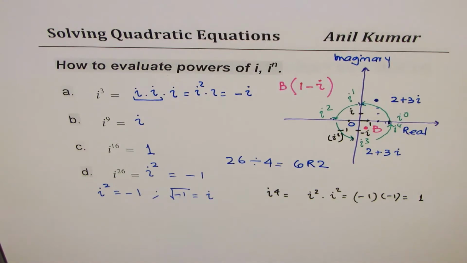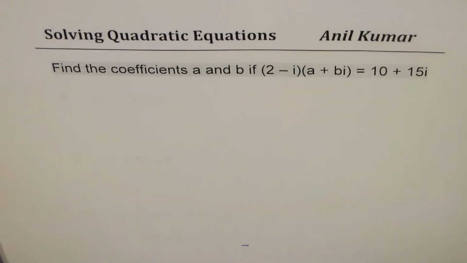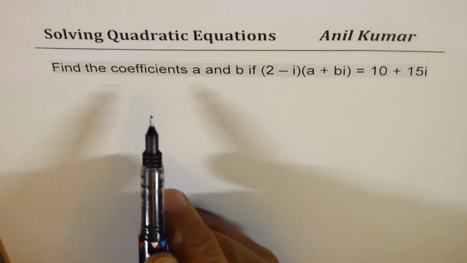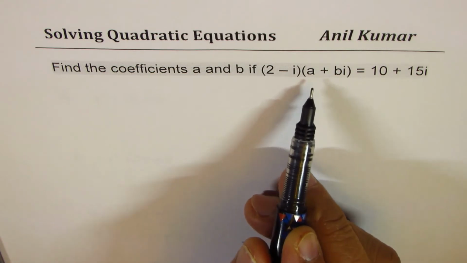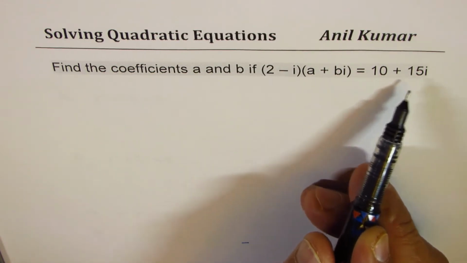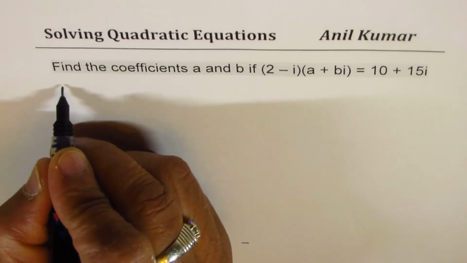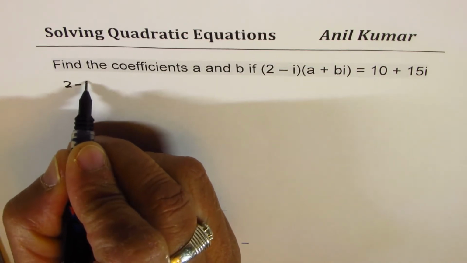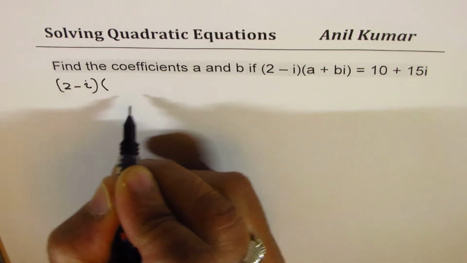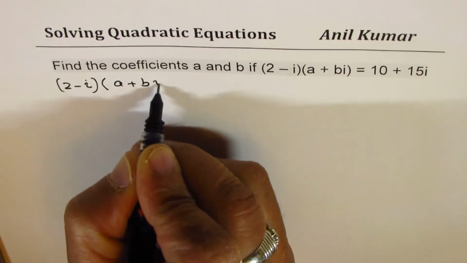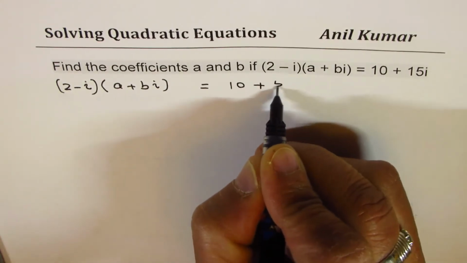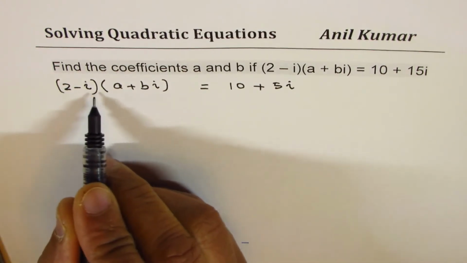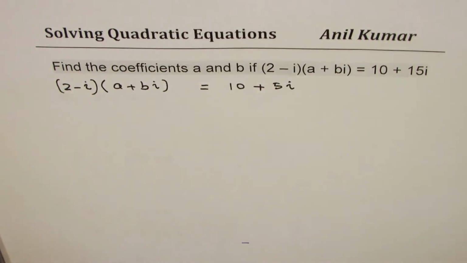Let's move on to the next example now. So here's another very interesting question. We need to find the coefficients a and b if (2 minus i) times (a plus bi) equals 10 plus 5i. So let me rewrite this question here. (2 minus i) times (a plus bi) is equal to 10 plus 5i, right? We need to find value of a and b.